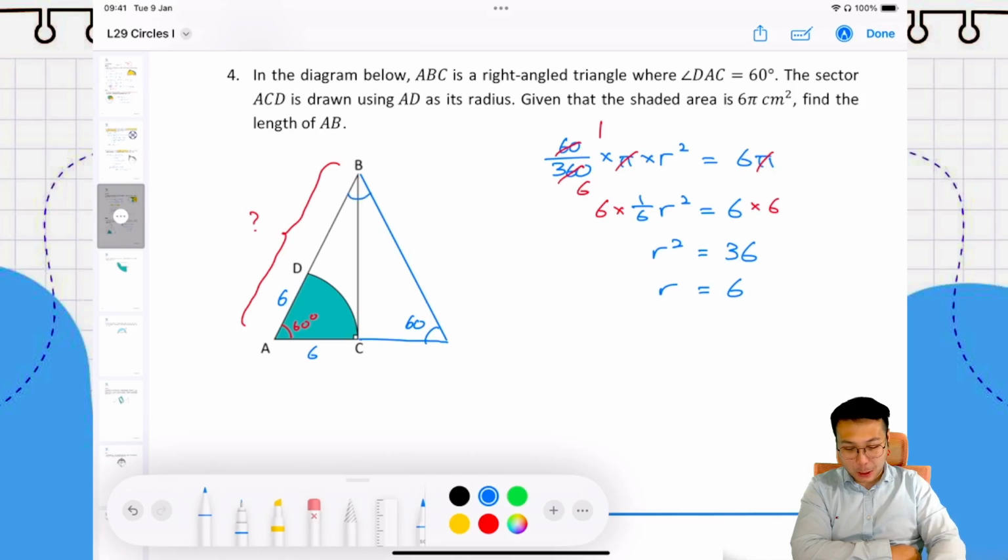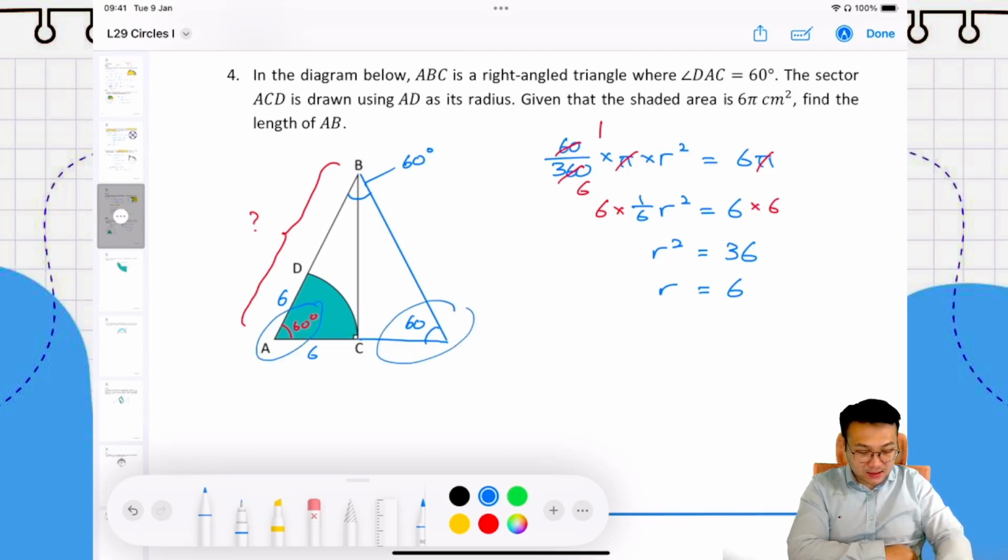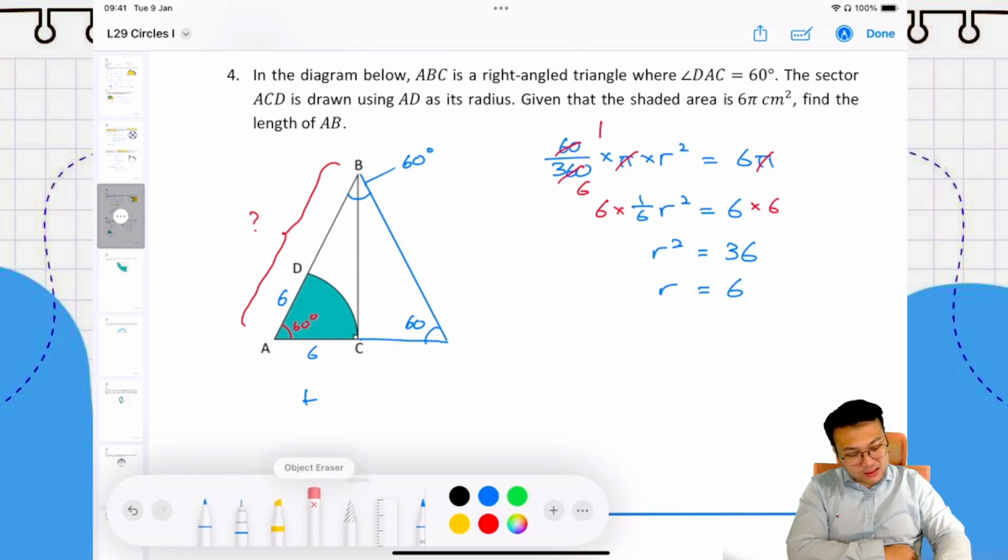What is this angle here? 60. Yes. How do you know that this is 60 also? Because all the angles of a triangle add up to 180. Correct. The sum of angles in a triangle is 180. So if this is 60, this is 60, this is also 60. And what kind of triangle do you have? Equilateral triangle. That means all the sides are the same length and all the angles are the same as well.